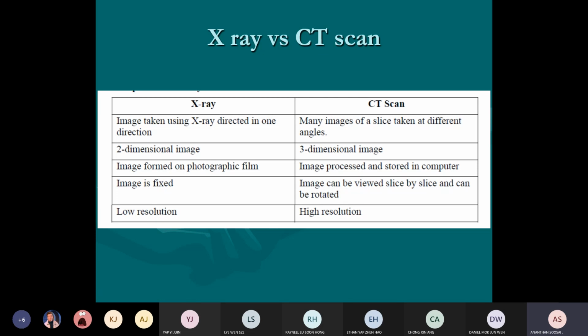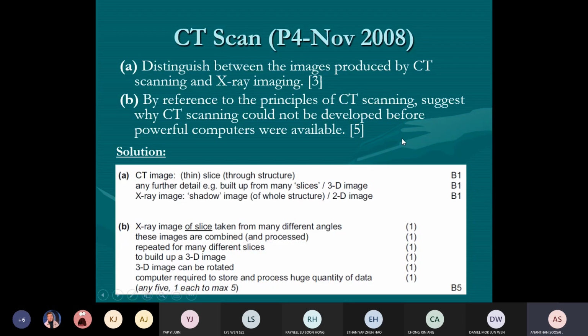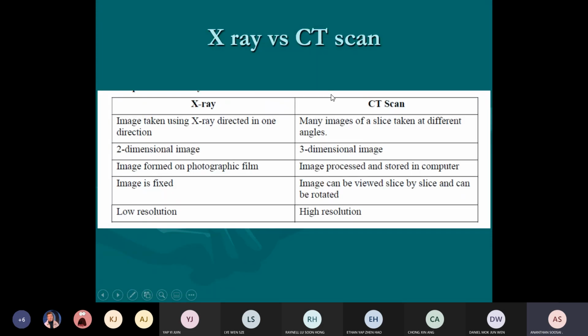Another thing you need to remember about CT scan is, as with ultrasound, last time we got 6 points to remember, right? The CT scan also has part B. These are the important things you have to remember about CT scan and X-ray. Distinguish between images produced by CT scanning and X-ray imaging. Just now we discussed this part A in this table.